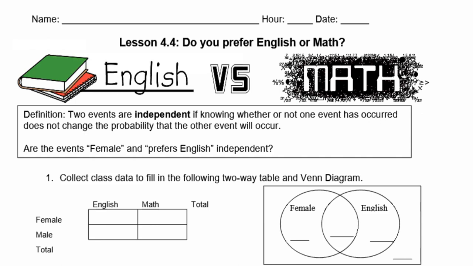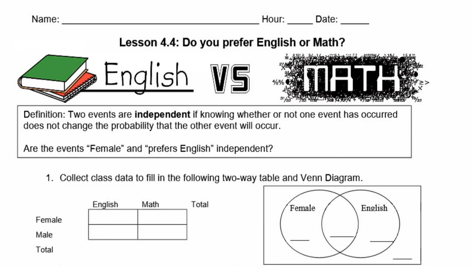In our previous lessons, we've been working with different probabilities, and we've talked about whether things were independent or not before. By definition, we know that two events are independent if knowing whether or not one event has occurred does not change the probability that the other event will occur. So what we're going to look at today is: are the events female and preferring English independent?